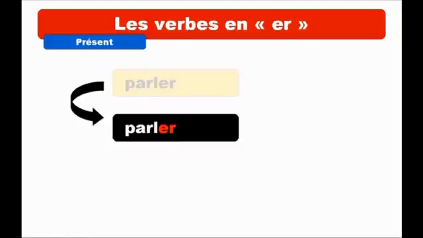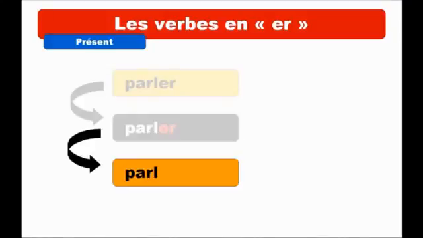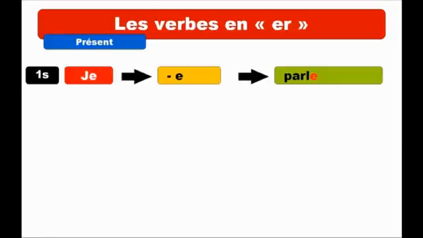So when you have spotted this ER ending, then the idea is to take it away. So you will get P-A-R-L, and after that we will combine this first part with the second part, the endings. That's what we will see right now. So for the first person, the ending for je is e, okay? And so for our example, for the verb parler, you will get je parle.